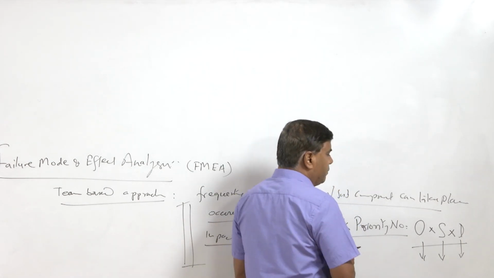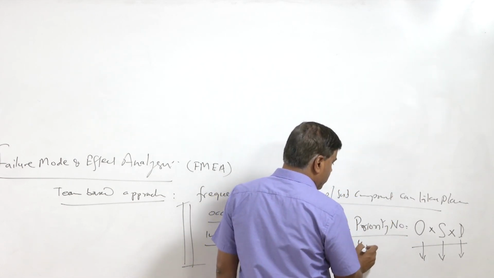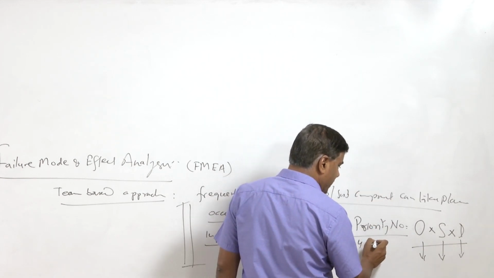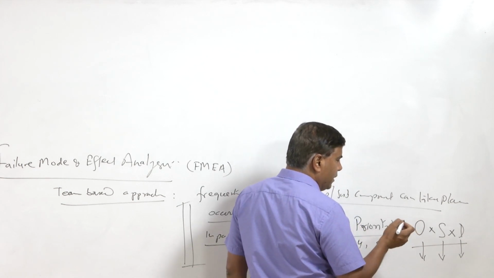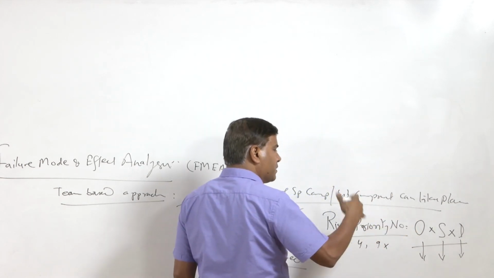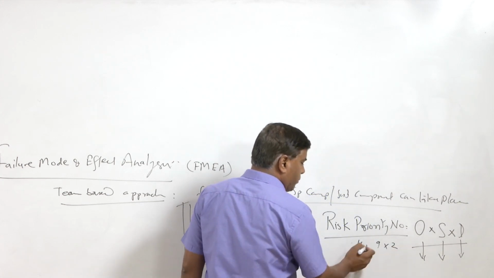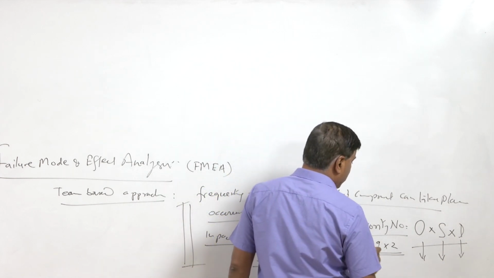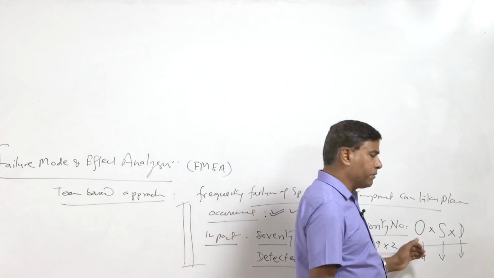So, the possibility of occurrence, say for a particular product, is rated 4. If the severity of failure of that particular product is very high, then it may be rated 9. And if the detection is easy, meaning we can detect the possibility of failure easily, then it will be rated less. So, the product of all these three will be used to identify the risk priority number related with the particular product.